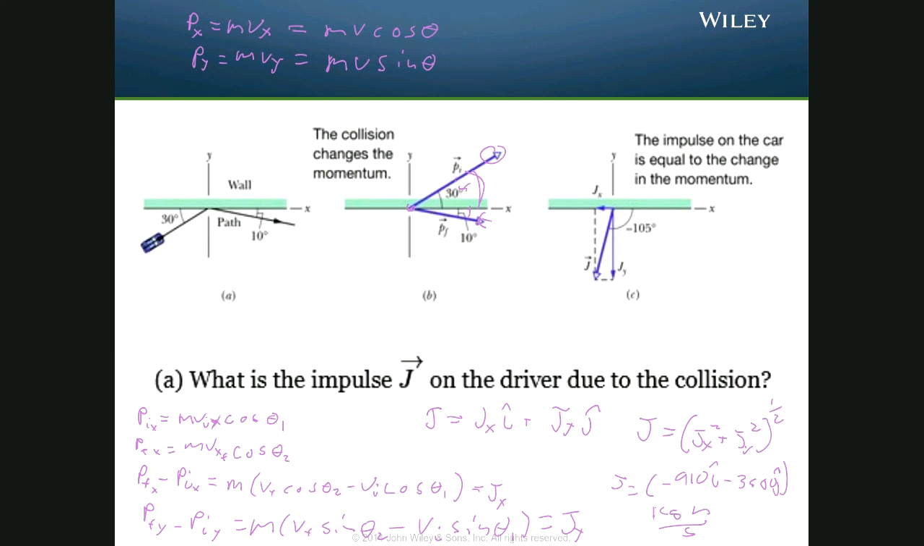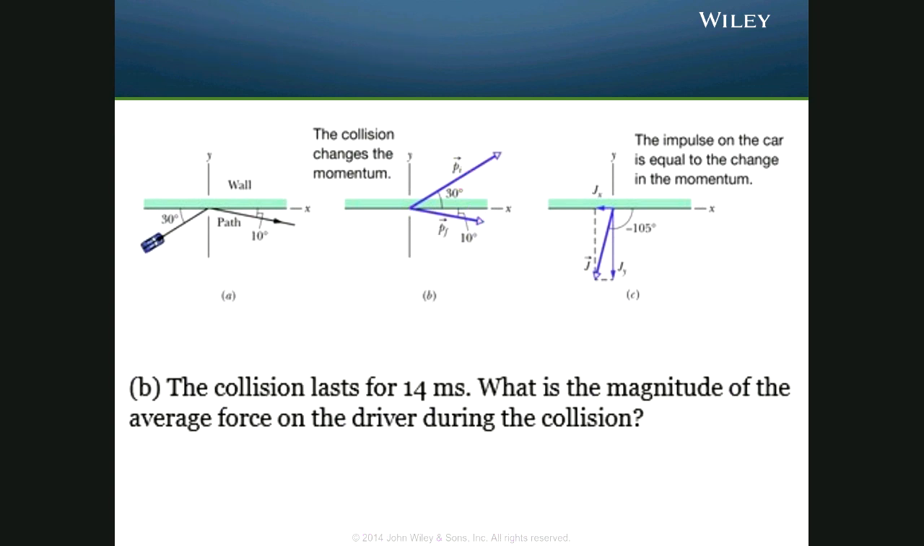So now let's move on to the more exciting part, which is part B. The collision lasts for 14 milliseconds. What is the magnitude of the average force on the driver during the collision? Well, I'm just going to give some of this away. The magnitude of J from the last part, which again is just algebra on your part, is going to equal 3,600 kilograms meters over seconds. And so we want to know what is the magnitude of the average force.